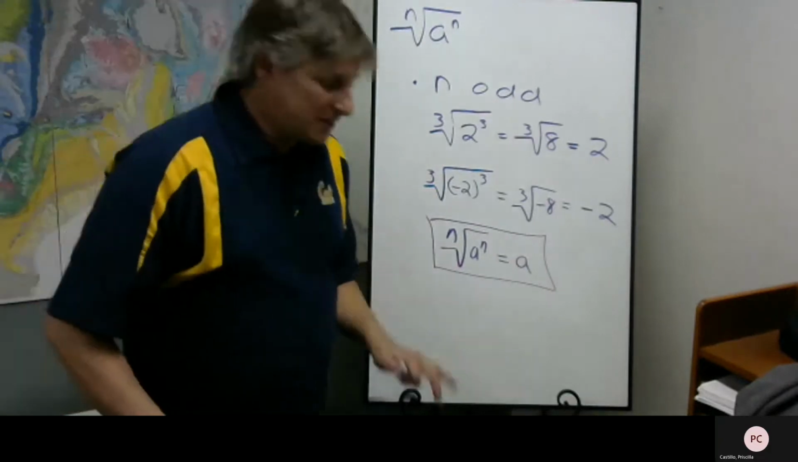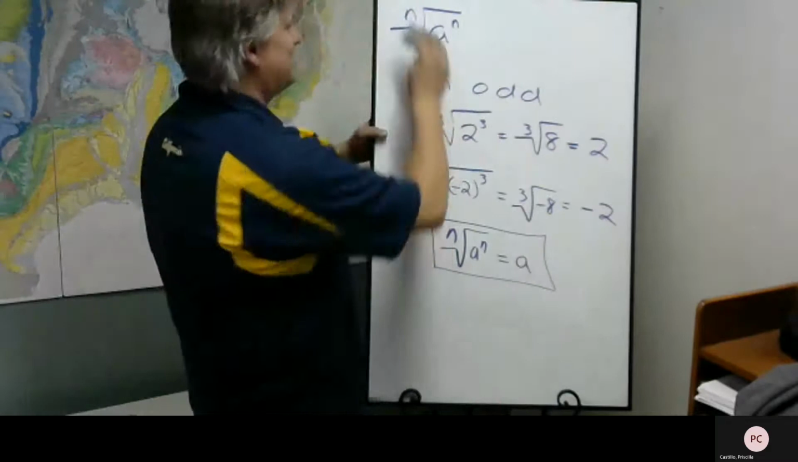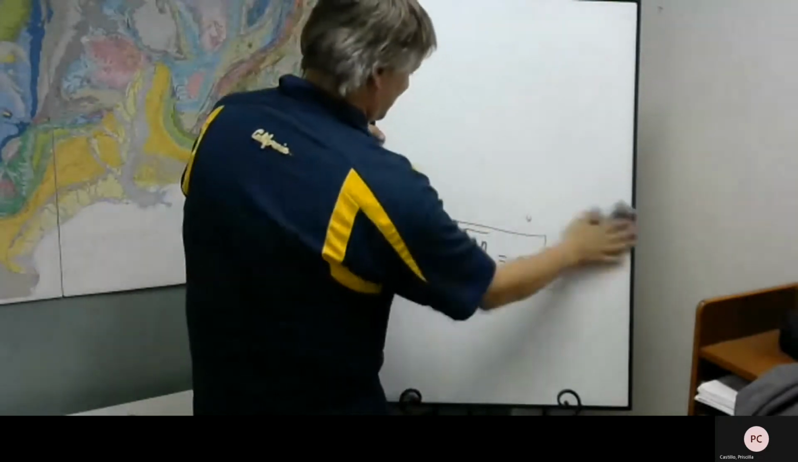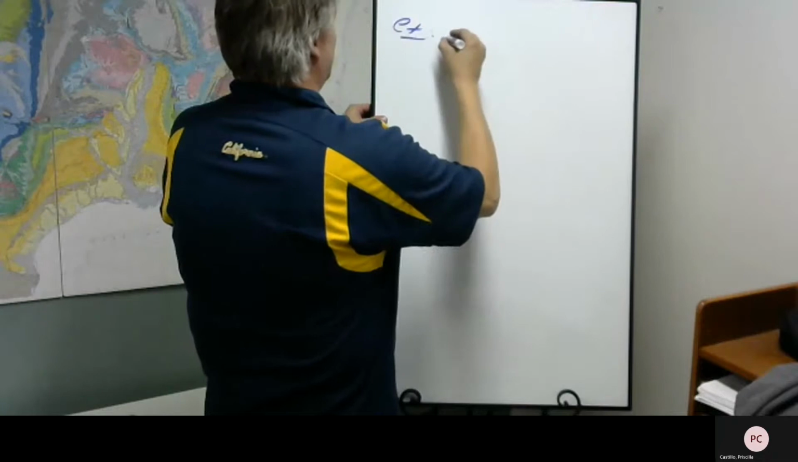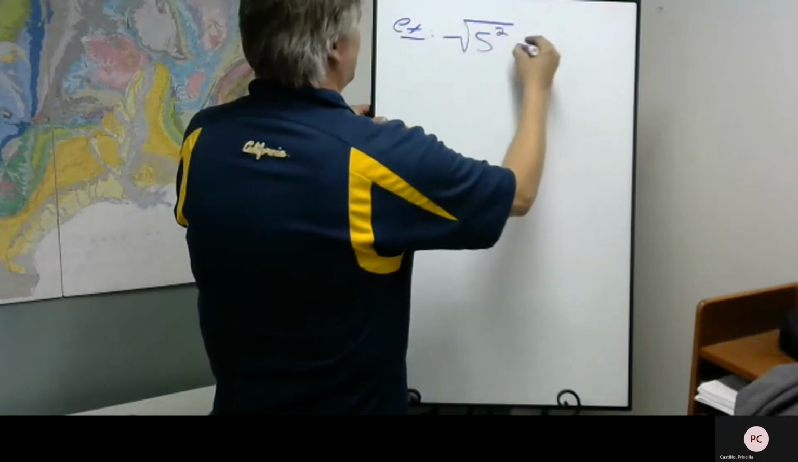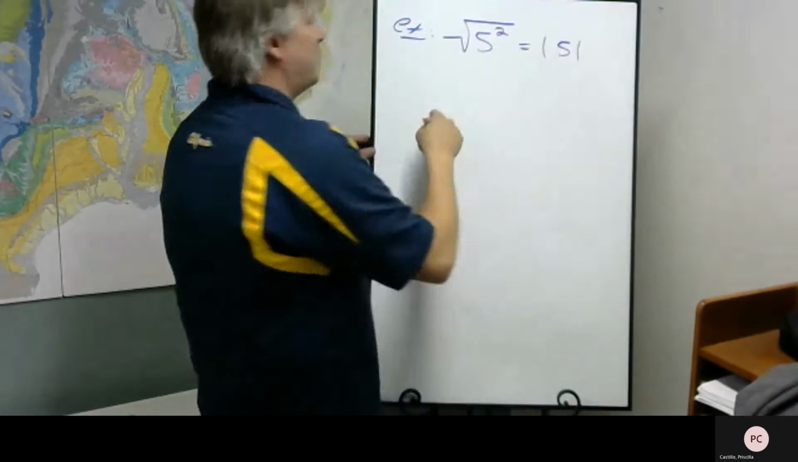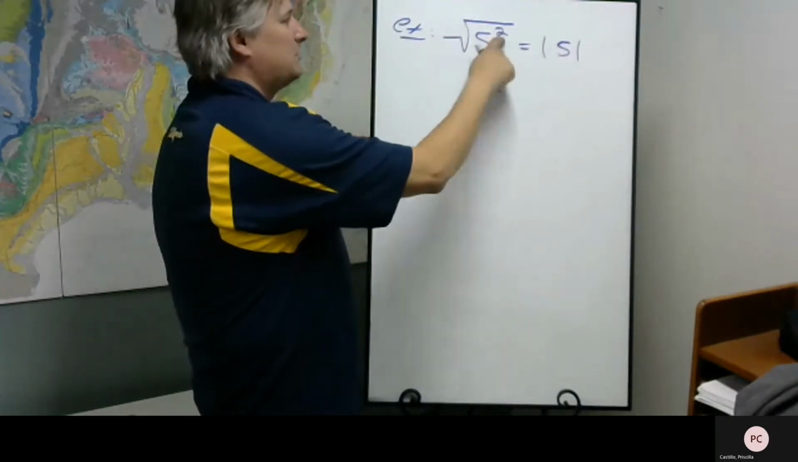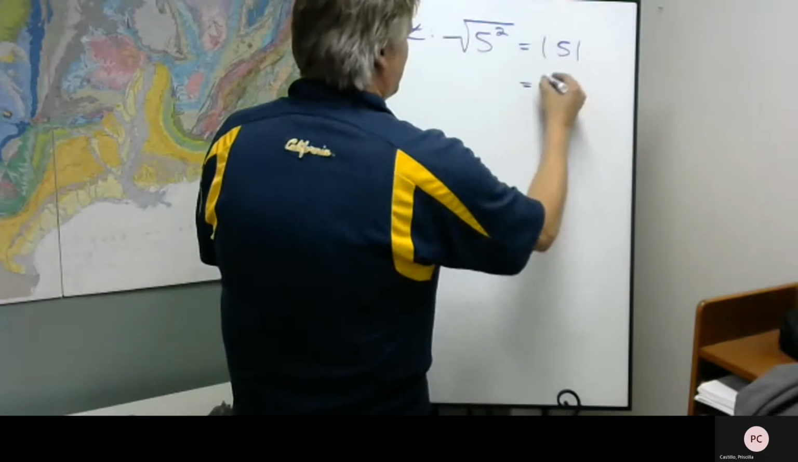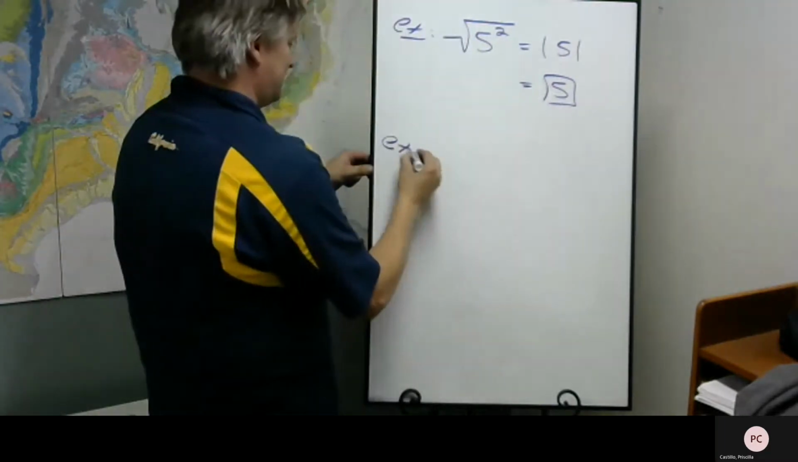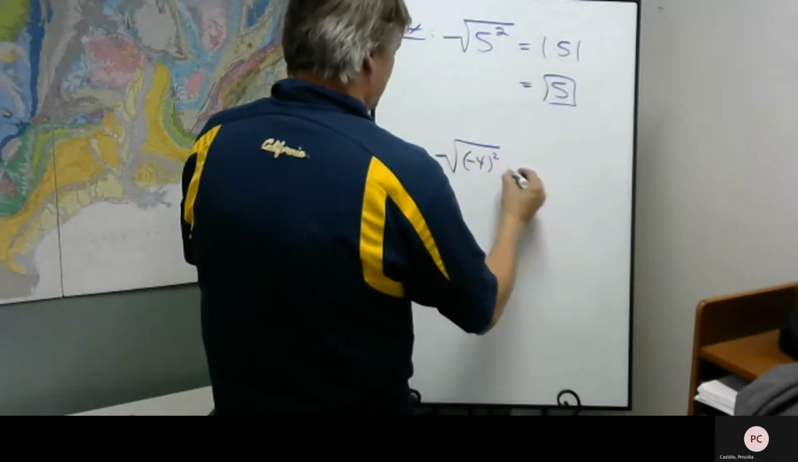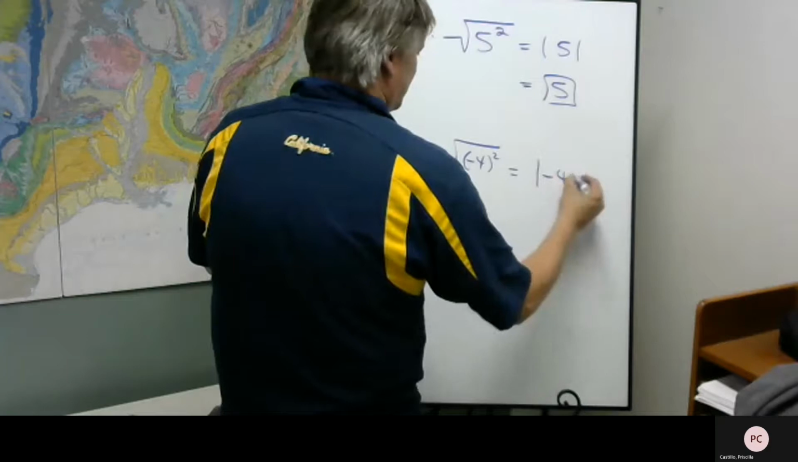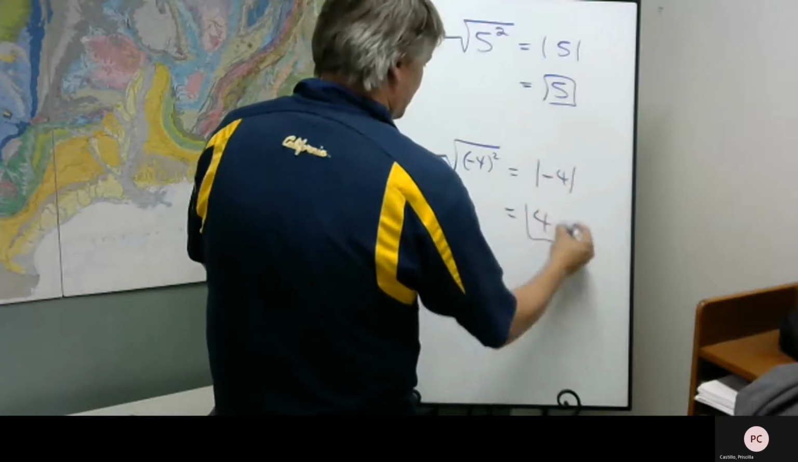So let me do some examples with this. This is one of those things you definitely want to practice to get the hang of it. So for example, the square root of 5 squared, that's going to be the absolute value of 5, because the square root is an even root, 2 and 2, and you would just get 5. But the square root of negative 4 squared, this will be the absolute value of negative 4, or just 4.